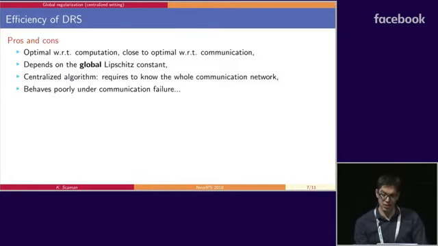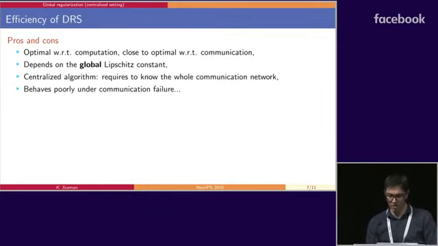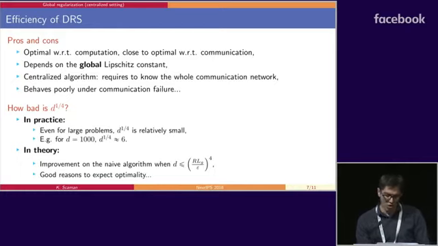But unfortunately, it requires to know the whole communication network, and it's not very robust to communication failures. Also, something to note is that the multiplicative factor, which is d to the power 1/4, in practice it's not so bad, let's say, even for relatively large optimization problems. So even for d equals 1000, we have d to the power 1/4, which is around 6. So it's a relatively small multiplicative factor. And in theory, we have some reasons to expect that this may be actually the optimal convergence rate. But this is future work.